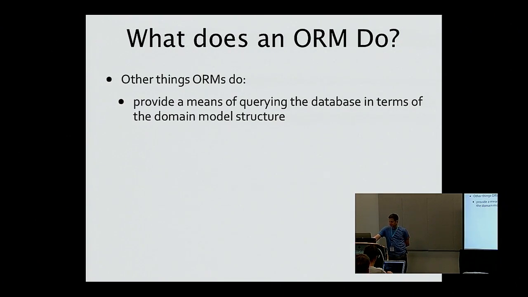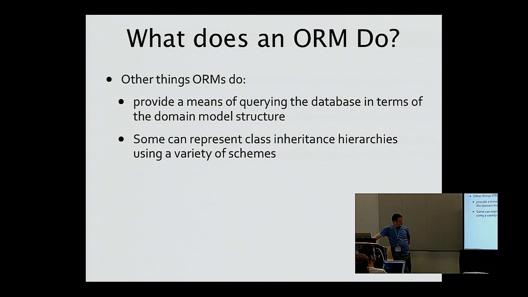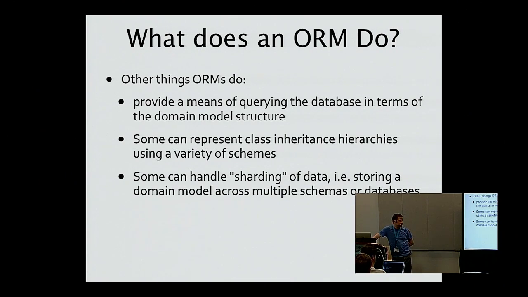Other things ORMs do: they provide a means of querying the database in terms of the domain model structure. That kind of means the selects we're doing, we can do them using our domain model as the template. You can represent class inheritance hierarchies, like classes that subclass another class, and you can have different tables that represent the class hierarchy. You can handle sharding. You might have your model living vertically in different tables across different schemas. You might have what's called horizontal sharding, meaning that you have millions of customers, and customers A through F are in one database and G through whatever in the next database.